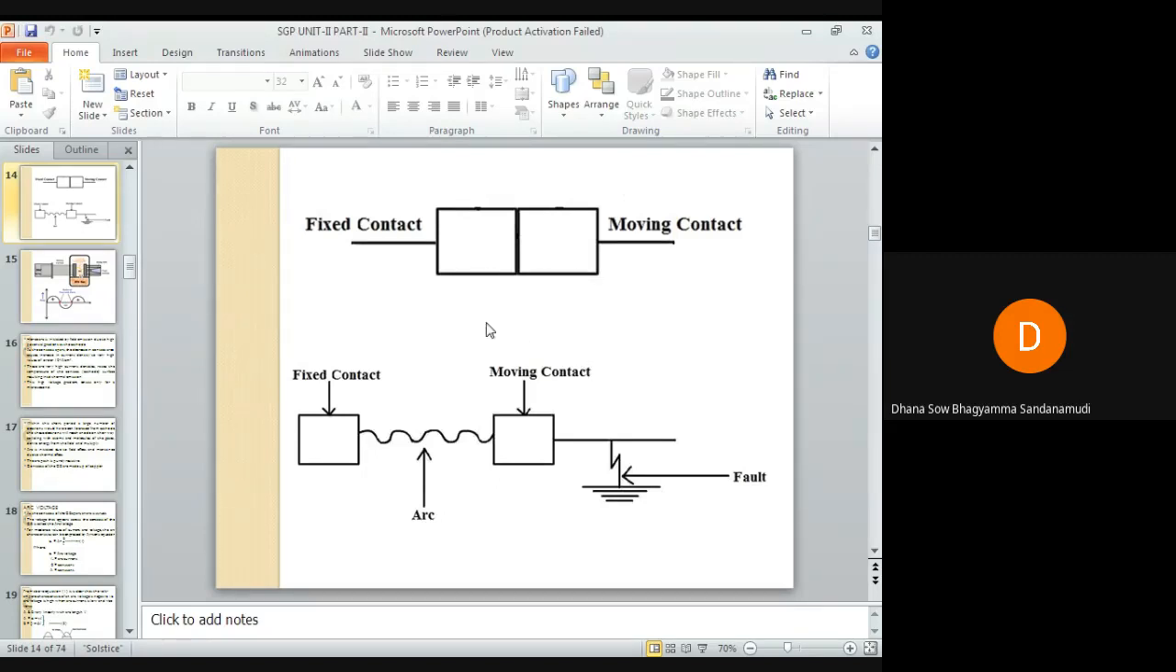Even though the contact resistance is very small, due to the large magnitude of fault current, a sufficiently high potential drop of around 10^6 volts per centimeter is caused between the separating contacts. Hence, electrons are emitted from the surface of the cathode.